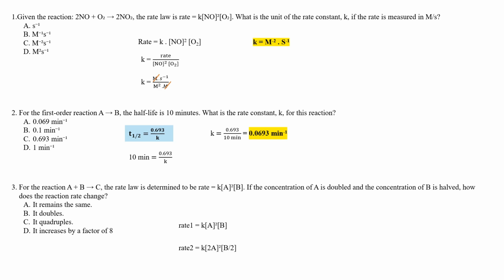A concentration doubled, then 2 times A. B concentration halved, that is B divided by 2. Now let's divide the rate 1 equation by the rate 2 equation. Cancel the similar terms in the numerator and the denominator. And finally we can get the connection between rate 1 and rate 2. Rate 2, the new rate, is equal to 2 times rate 1. That is, the rate has doubled.